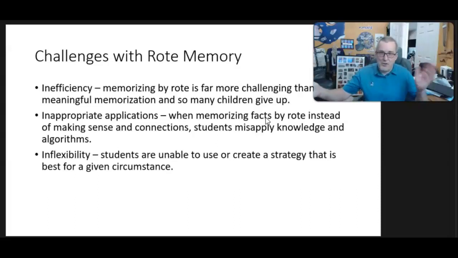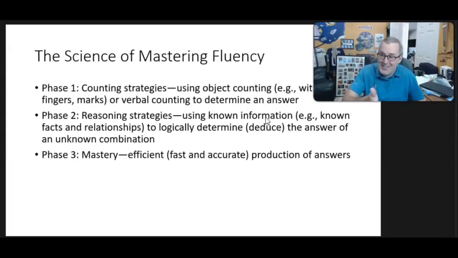Inflexibility, students are unable to use or create a strategy that is best. For 1944 minus 2023, the standard algorithm may not be best. It might be better to have other strategies, and so we end up with inflexibility when all we have is the standard algorithm, 12 minus 9. 12 minus 9, if you just enact the standard algorithm, results in 12 minus 9. You're right back to where you started.